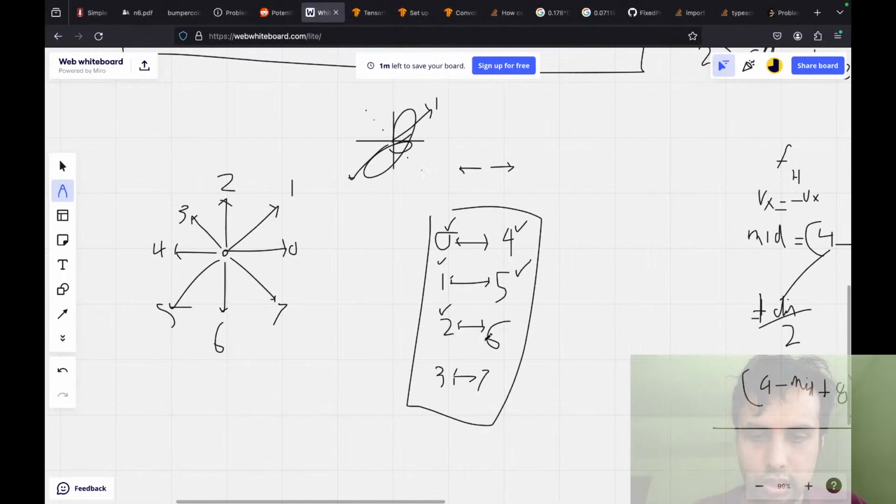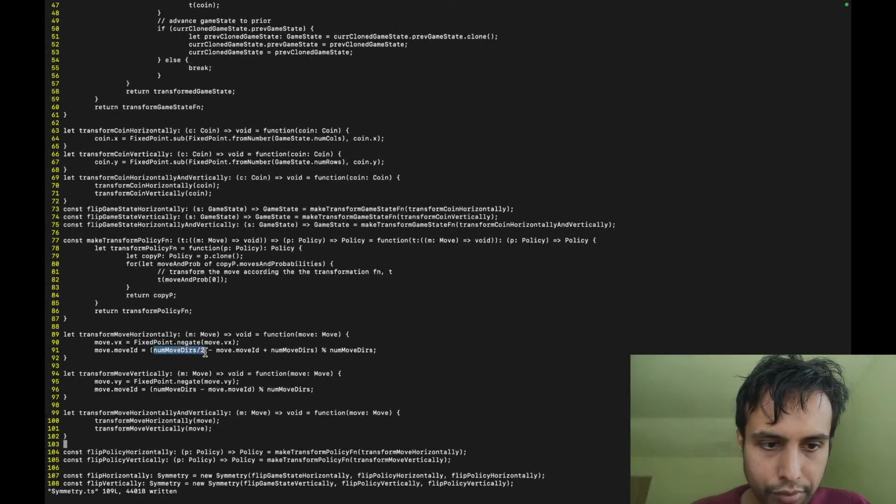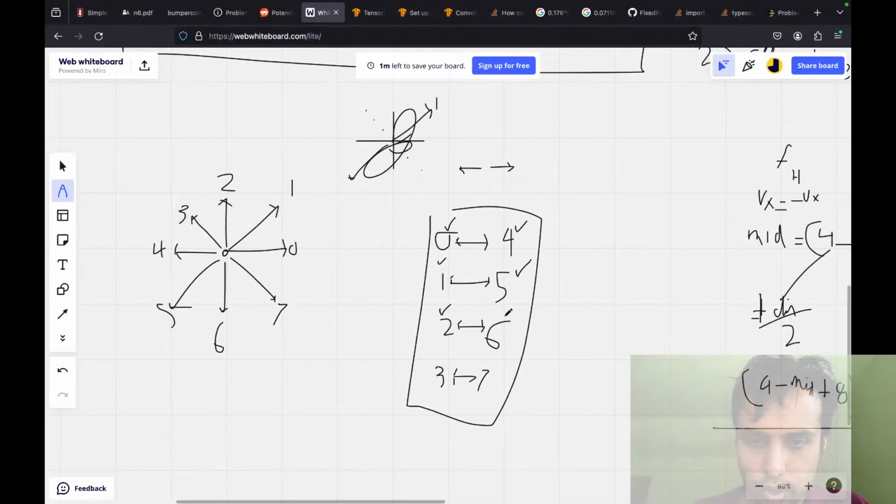Good. Now let's check if 6 gives us 2. So then 4 minus 6 is negative 2, plus 8 is 6. And 6 mod 8 is still 6. Now 8 minus 6, which we're plugging in from that, is 2. And 2 mod 8 is still 2. So from 6 we've gotten 2, correct?